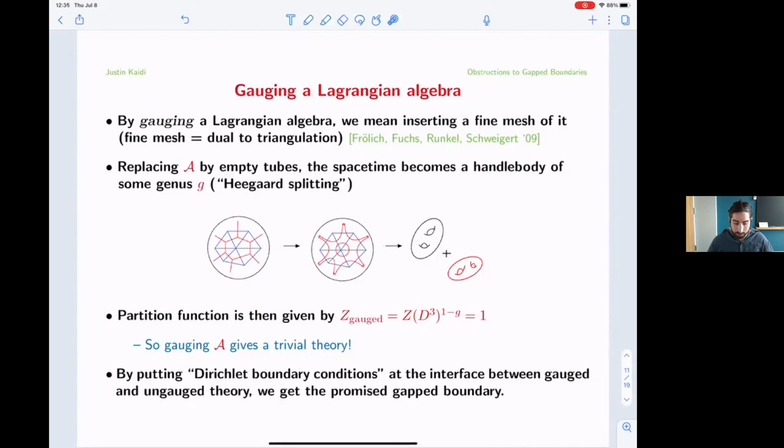And then actually, once you know this fact, you can show that if I gauge A only in part of the space, and I put some Dirichlet boundary conditions on the interface between the two parts, this will actually define a boundary condition for us. But I won't go into more detail on that.